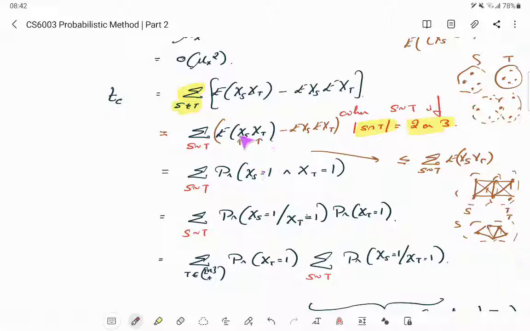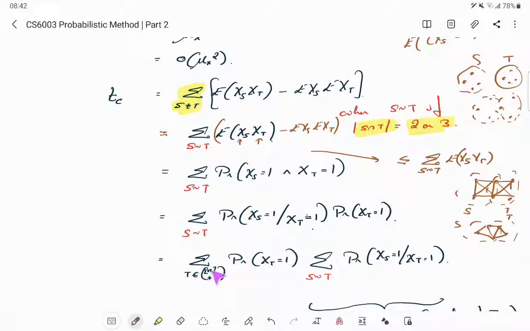Okay, so that is the expectation of this. Now this is an intersection of events, or I can write it as a conditional times a marginal probability: probability that x_s is equal to 1 given x_t equal to 1, times probability that x_t is equal to 1. By the way, this is a double summation, because you vary s as well as t. I split it into two summations.